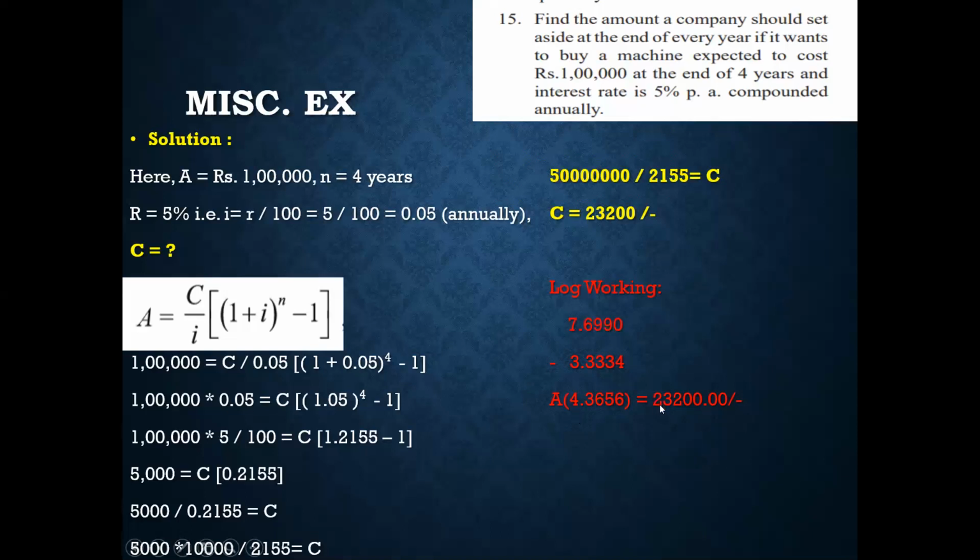From the log table, I got the value 2320. After 5 digits, I have to put the decimal, so I added another 0, which gave me 23,200.00. The other way is you can divide and also find the answer. But my suggestion would be to practice log as much as possible, so that you will be quicker than the division method and save your time. So the final answer: the amount the company should set aside each year should be 23,200 rupees.